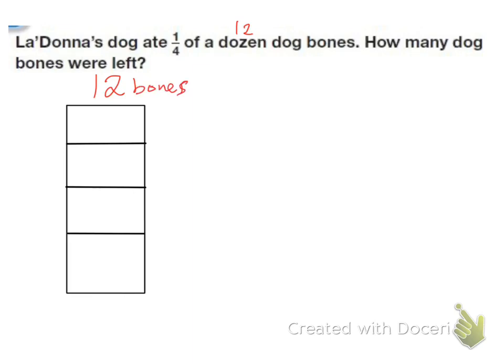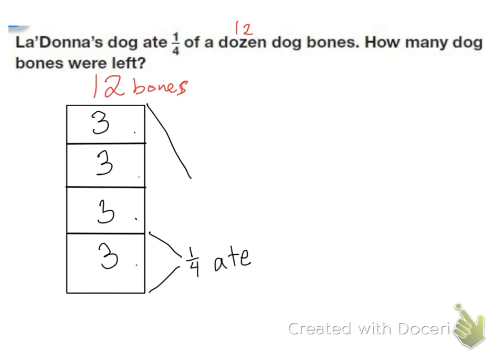Then I need to divide that 12 bones into 4 pieces. 12 divided by 4 is 3. So I would put a 3 in each of these boxes. It says that LaDonna's dog ate 1/4. So here's 1/4, and that's how much he ate. So how many dog bones are left? That's going to be these ones. So 3/4 he didn't eat.